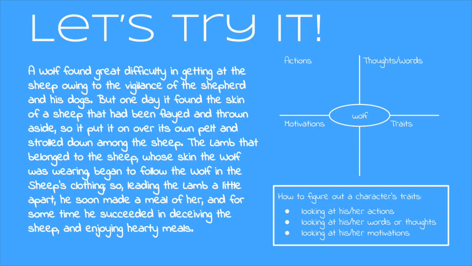Previously, when we read this, we already figured out the wolf's actions. So let's write those in now. We know that the wolf had trouble getting to the sheep. We also know that the wolf found the skin and put it on. Additionally, the wolf ate the lamb. And finally, we know the wolf ate the other sheep too.